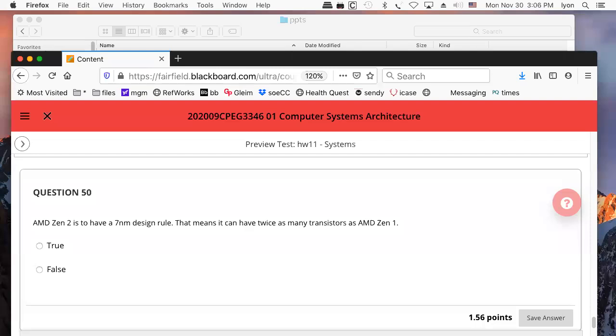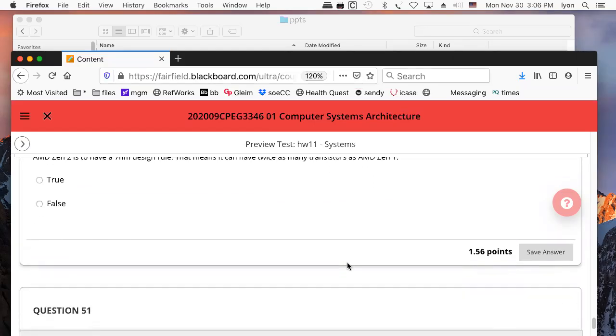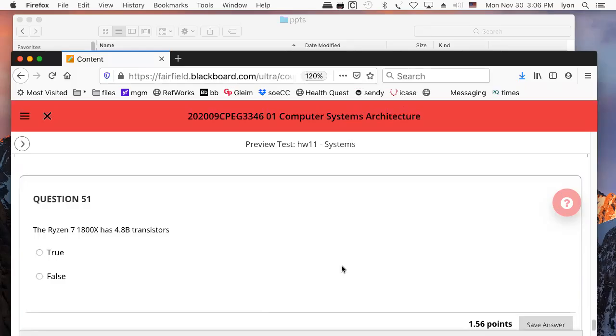Let's see. AMD Zen 2 is to have a 7 nanometer design rule. Well, should be, has a 7 nanometer design rule. That means it has twice as many transistors as AMD Zen 1. That's also true. And that has come to pass.